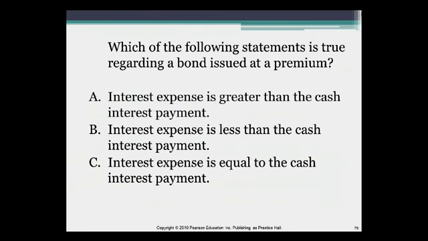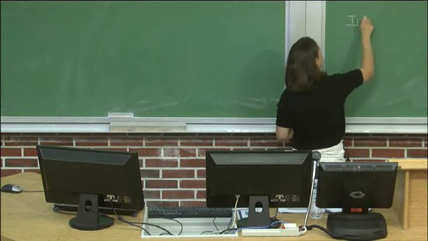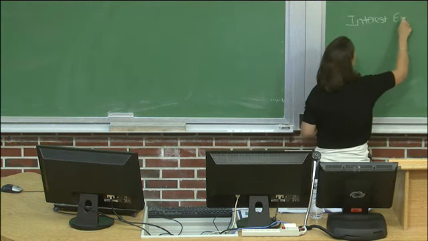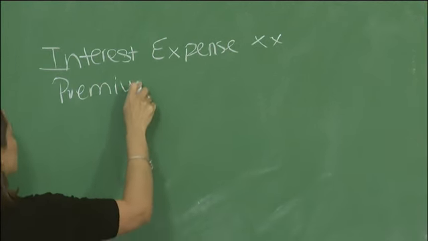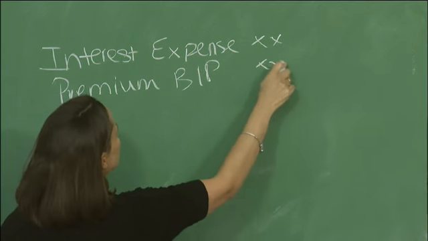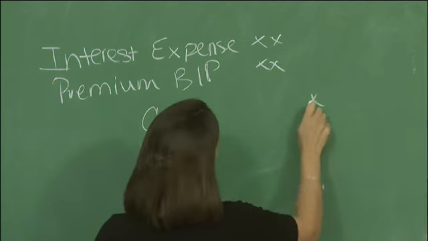Which of the following statements is true regarding a bond issued at a premium? A, interest expense is greater than the cash interest payment, less than the cash interest payment, or equal to the cash interest payment. B, interest expense is less than the cash interest payment. Remember what our interest entry looks like in the case of a premium. We debit interest expense, debit premium on bonds payable, credit cash.